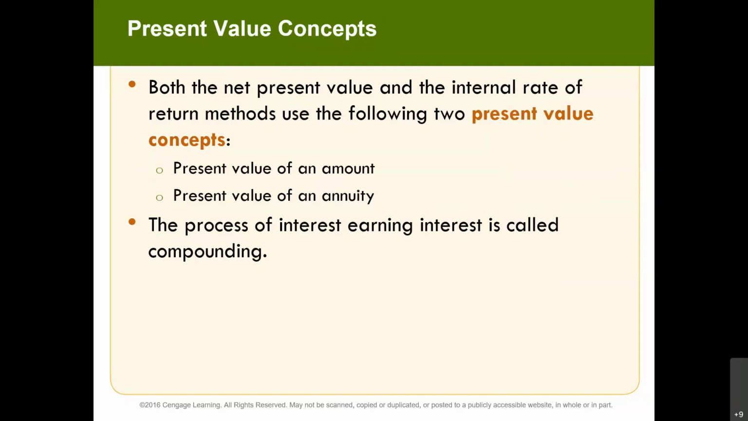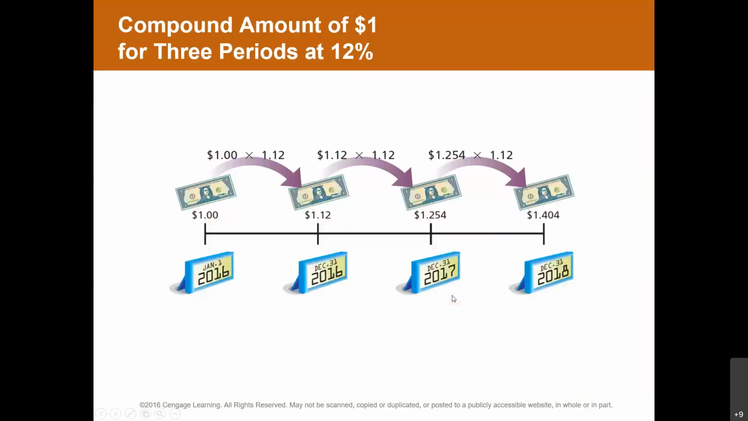Reason being is because instead of that dollar just being $1, at the end of that first year, it's worth $1.12. So therefore, $1.12 at the beginning of the second year earns 12% on $1.12. We call that compounding. And then at the end of that second year, it's $1.34. That earns another 12% through that third year, and so forth and so on. That's the concept of compounding. So here we go, is the example.